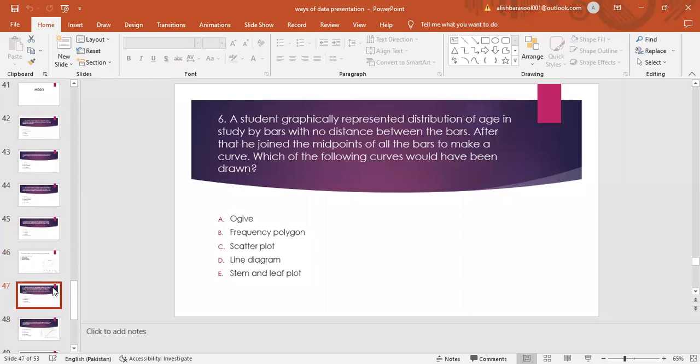A student graphically represented distribution of age in study by bars with no distance between the bars. After that, he joined the midpoints of all the bars to make a curve. Which of the following curves would have been drawn? A. Ogive, B. Frequency polygon, C. Scatter plot, D. Line diagram, E. Stem and leaf plot. B. Yes, it's B. Frequency polygon.